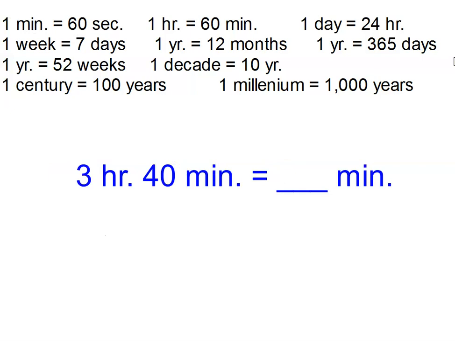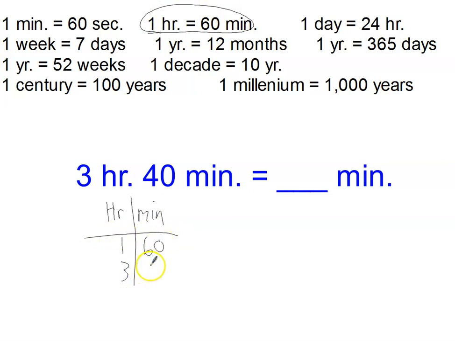3 hours and 40 minutes, very long movie, like one of the Lord of the Rings. So I need to change the hour part to minutes. Looking for a fact that has hours and minutes right there. 1 hour is 60 minutes. 3 hours would be 3 times 60. 60, 120, 180. So this is 180 minutes. Plus 40 minutes is going to get me to 220 minutes long.